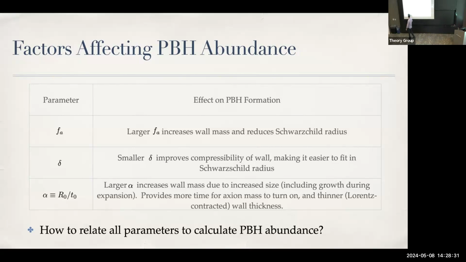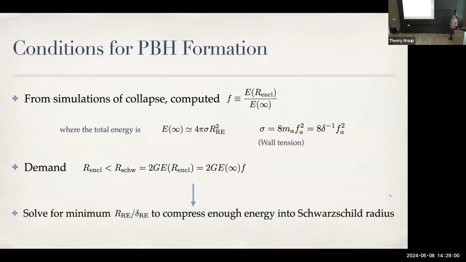One is this axion decay constant Fa. As I said earlier, the larger Fa increases my wall tension, which means the mass of my wall is larger, which increases my Schwarzschild radius and makes it easier to form a black hole. Smaller delta means I can compress my wall even more. And then finally, there's this factor alpha, which tells me my initial wall size, how super horizon it is. The larger my initial wall size, the more mass I'm going to have by the time it re-enters the horizon, the easier it will be to form a PBH.